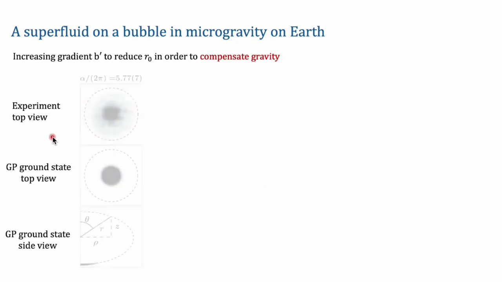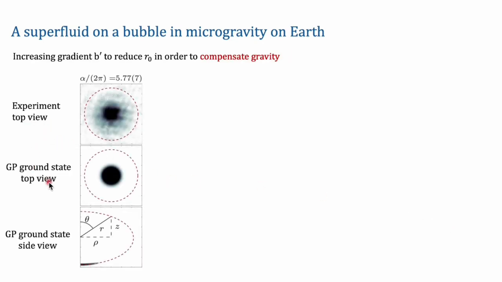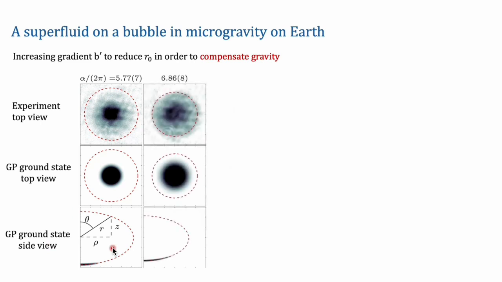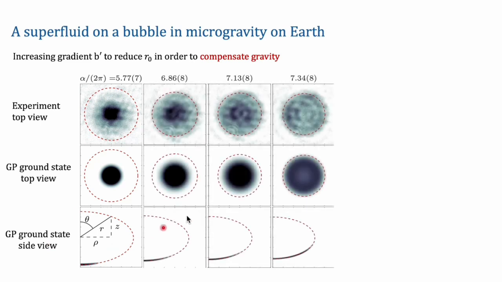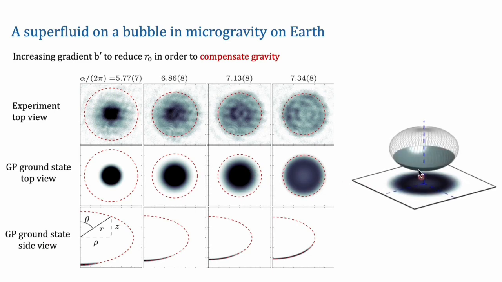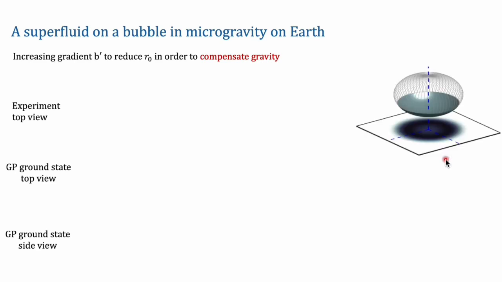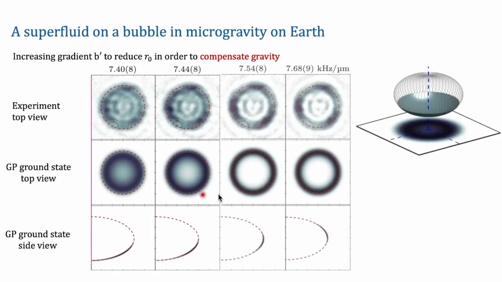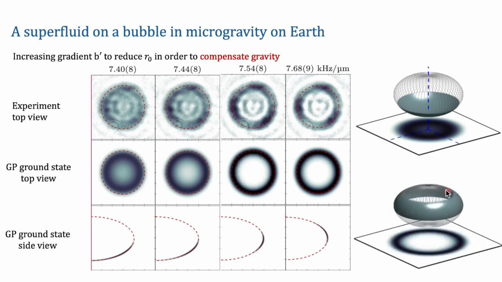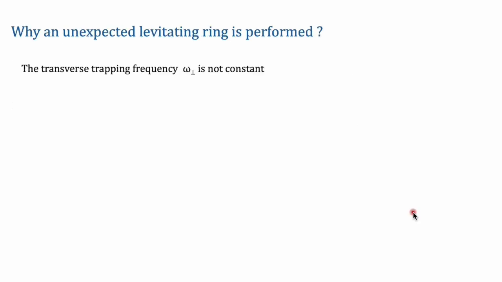We compare the experimental results and numerical simulations using the Gross-Pitaevskii equation. Here you can see the top and side view. As the anti-gravity force is increased, the atoms cling to the bubble surface and fill the lower half of the ellipsoid surface. However, when we continue increasing the gradient, we obtain an unexpected ring located close to the equator of the bubble instead of filling the whole surface. The corresponding anti-gravity force is not large enough to pull atoms to the top of the bubble.